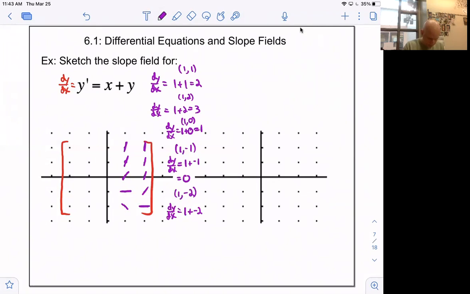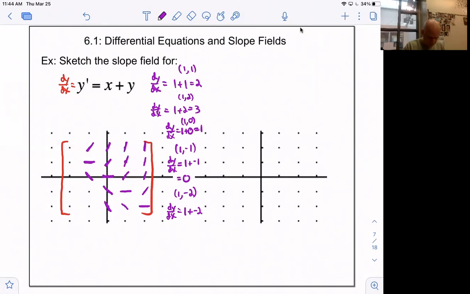We keep going. (0, 0) would be 0. (0, 1) would be 1. (0, 2) would be 0 plus 2, which is 2. (0, -1) would be 0 plus negative 1. 0 plus negative 2 would be the next one. You start to get a feel for the pattern of these as you're drawing your slope fields. So (-1, 0) would be a slope of negative 1. (-1, 1) would be negative 1 plus 1, so 0. (-1, 2) would be positive 1.